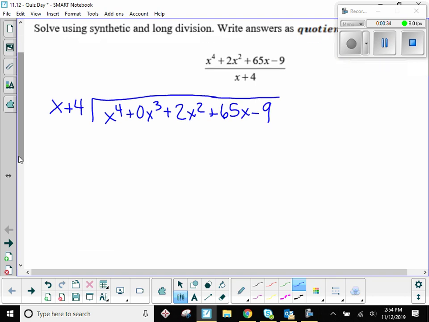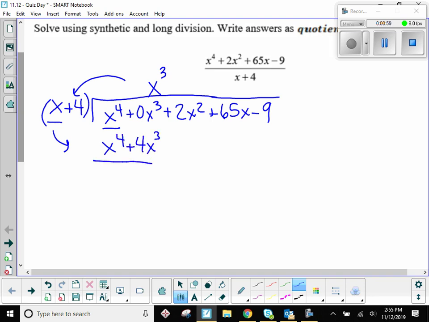And it's a division problem, so you begin by dividing the first terms. X to the 4 divided by x is x cubed. And then you want to line up like terms that have the same variables. And then you take that times the divisor, both of these terms, and you bring it down. So that's x to the 4 plus 4x cubed.